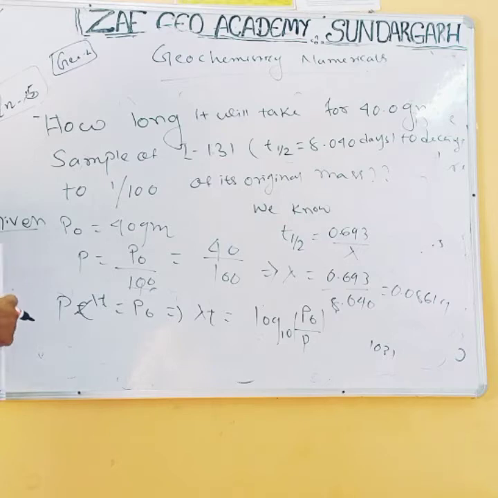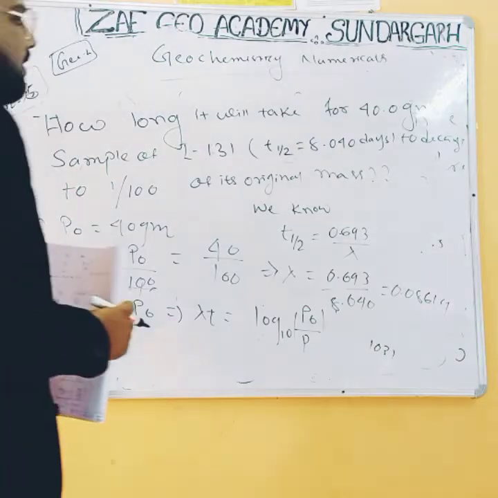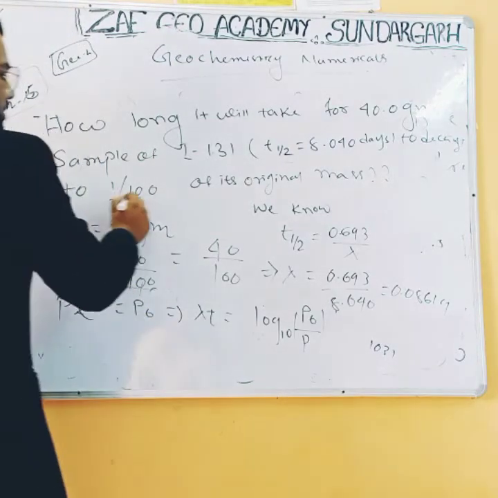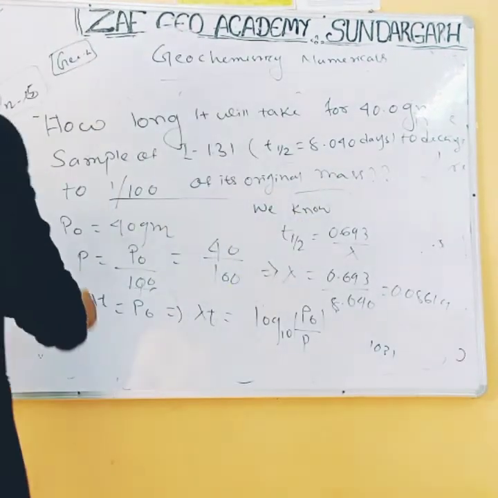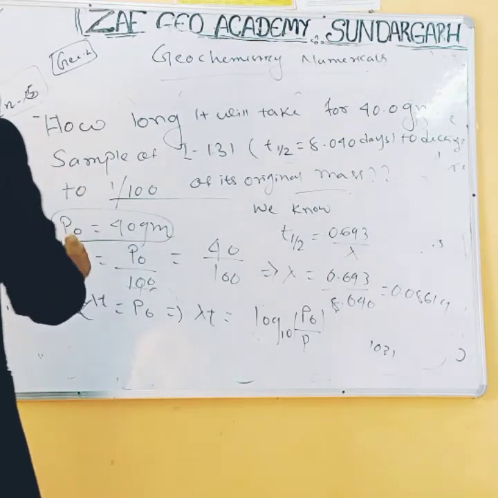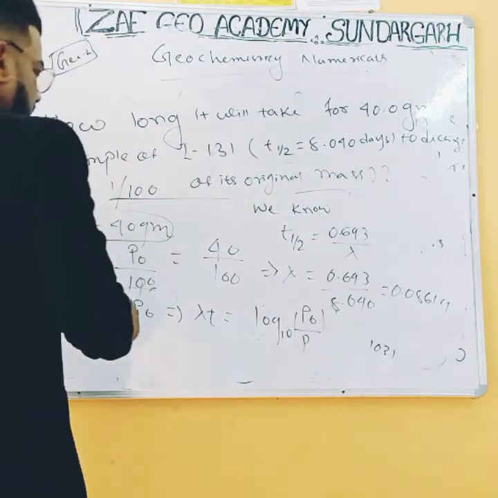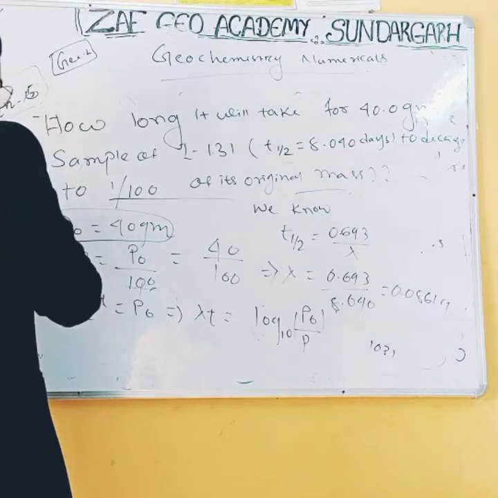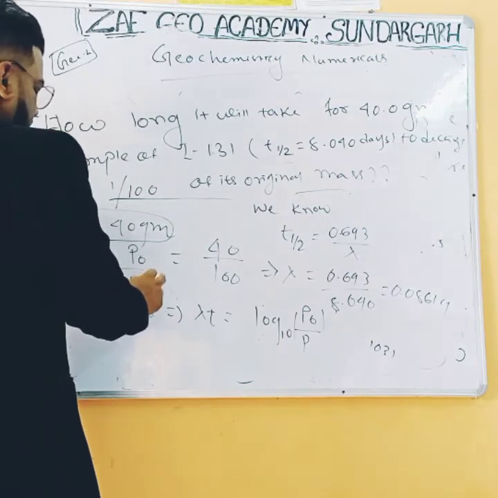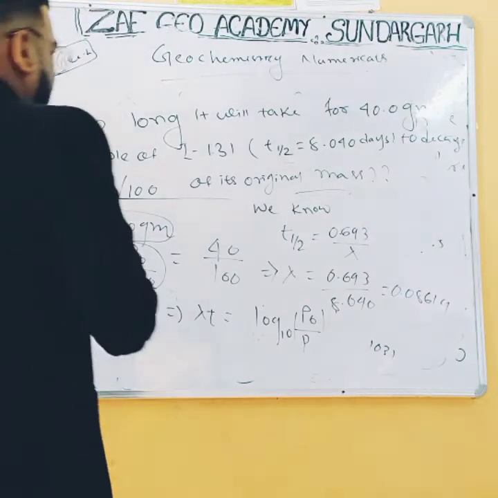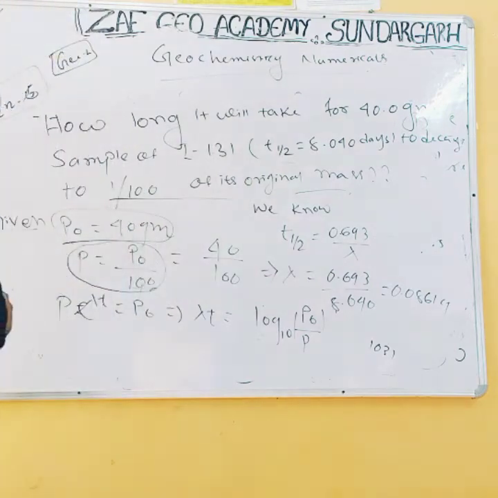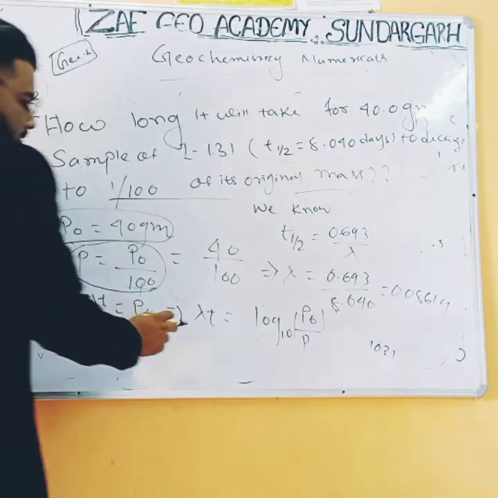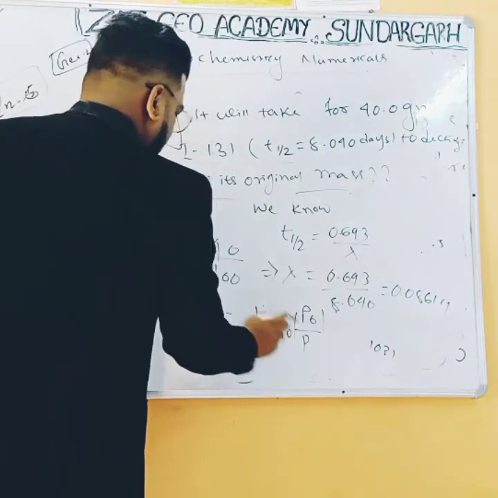Now question number 6 is: how long will it take for 40 grams of iodine-131, whose half-life is 8.04 days, to decay to 1 by 100 of its original mass? So here P naught is 40 gram, and P is equal to P naught divided by 100, because 1 by 100. Now lambda t is equal to log 10 P naught by P.